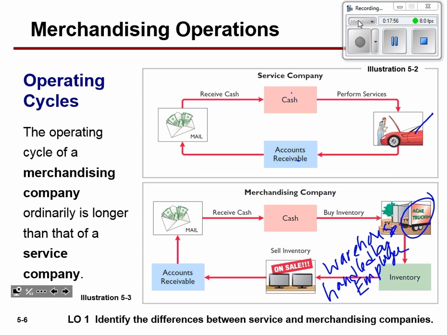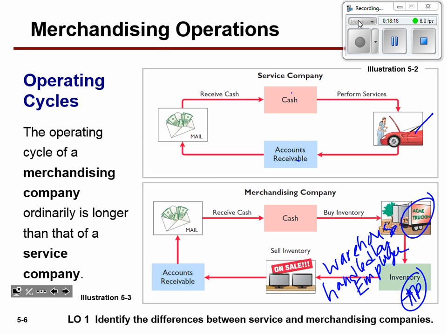AR. I know it says just AR there, but if I don't pay for my stuff or my inventory to get to me, then I owe someone else. I owe an AP. So you might want to write that next to inventory. You're either going to pay cash for your stuff or you're going to owe someone else.